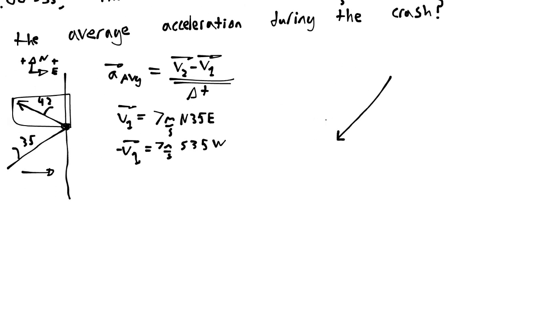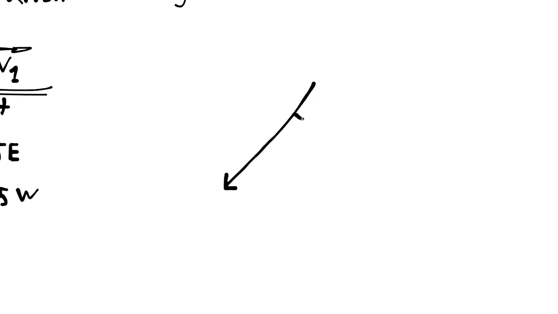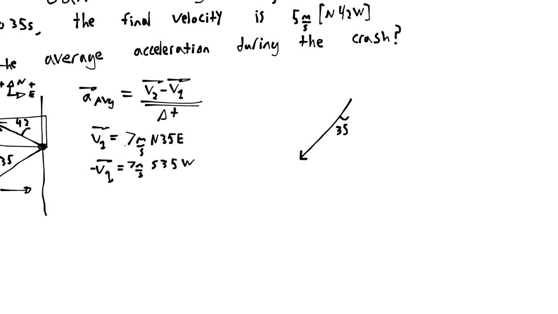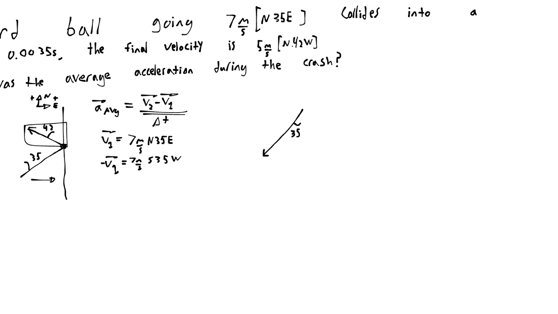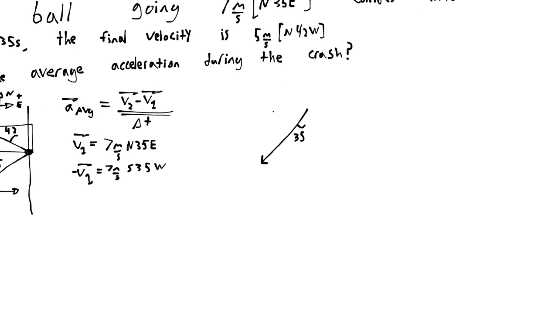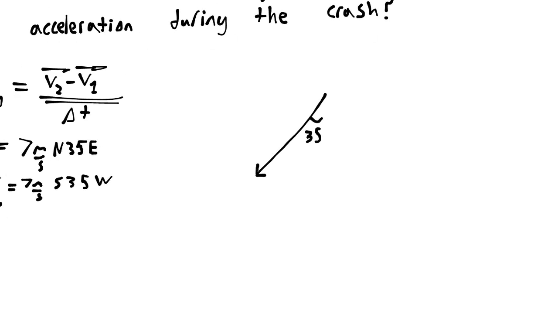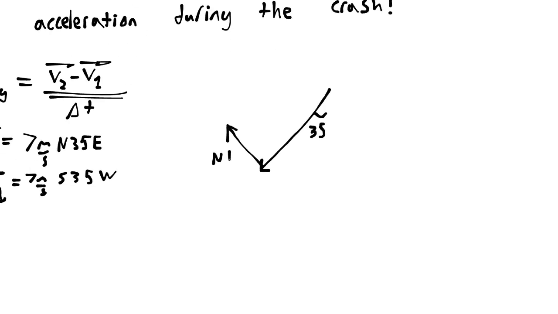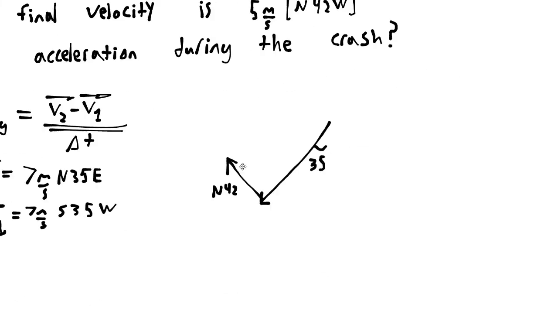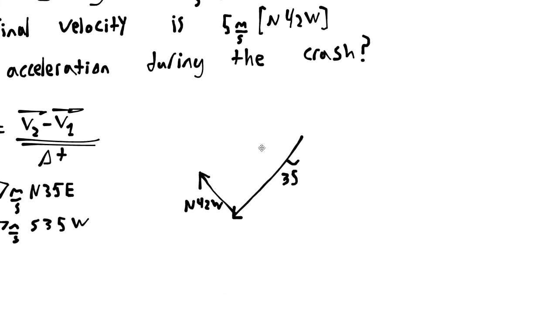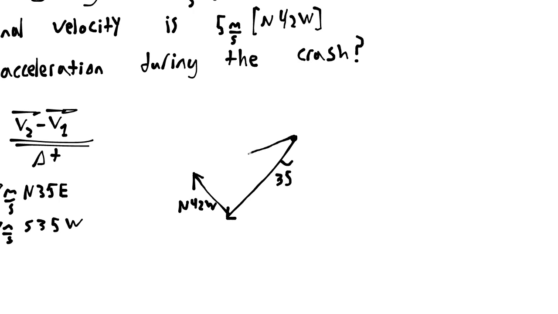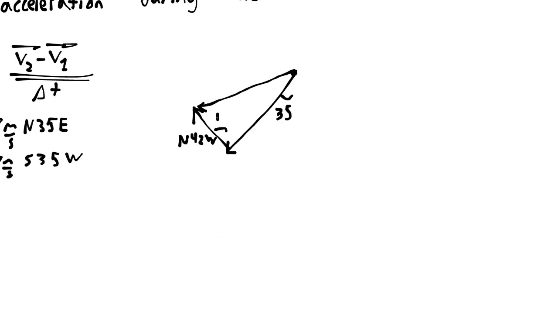Right, and it's south 35 degrees west, so something like this, 35 degrees. And now velocity 2, what's that? 5 meters a second north 42 degrees west. So it's going to look something like this, not as long though, like that. North 42 degrees west. There we go. And then this, yeah, so that's a 42 degree angle.